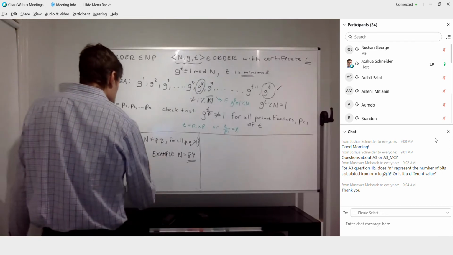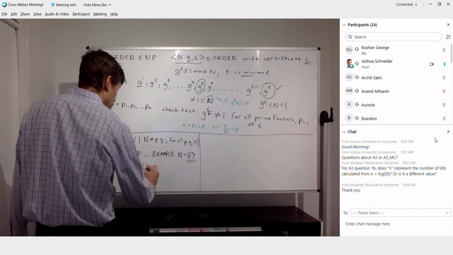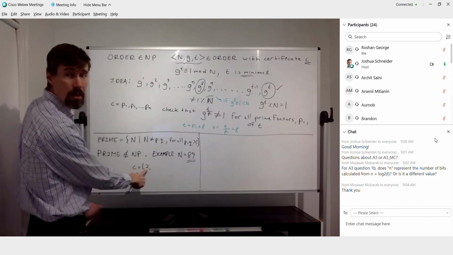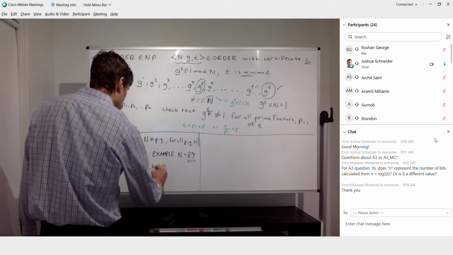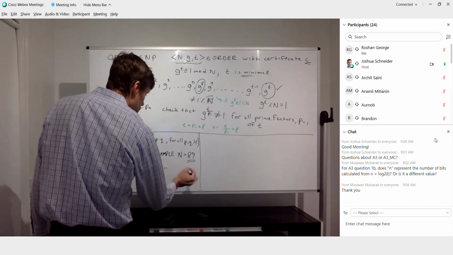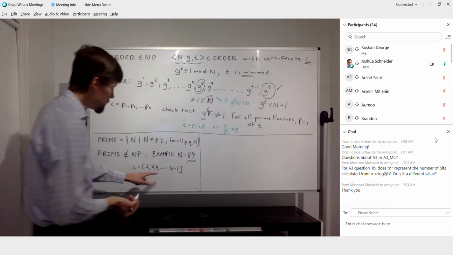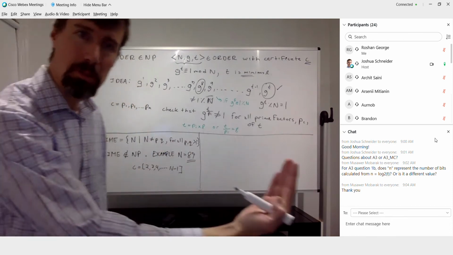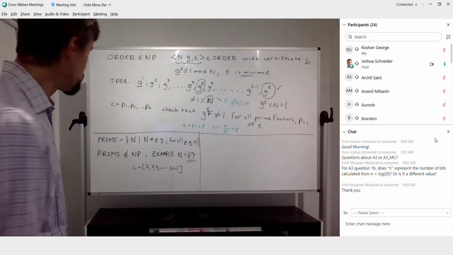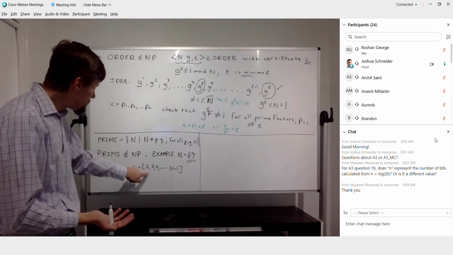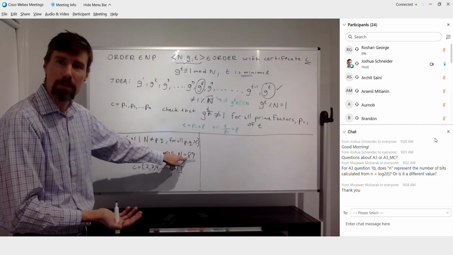A certificate for this, C, would consist of a list of integers starting at 2, because they have to be greater than 1, so 2, 3, 4, all the way up to the square root of n, or you can just make it n minus 1, because in terms of big O notation, it doesn't matter whether you go to n minus 1 or square root of n, it's still exponential time. And then using this certificate, you basically do the whole process of determining that 89 was prime in the first place.